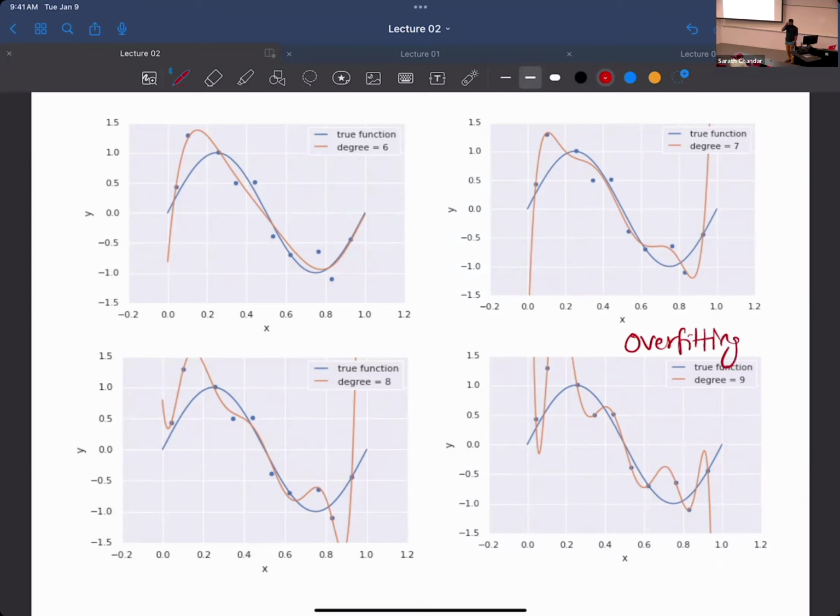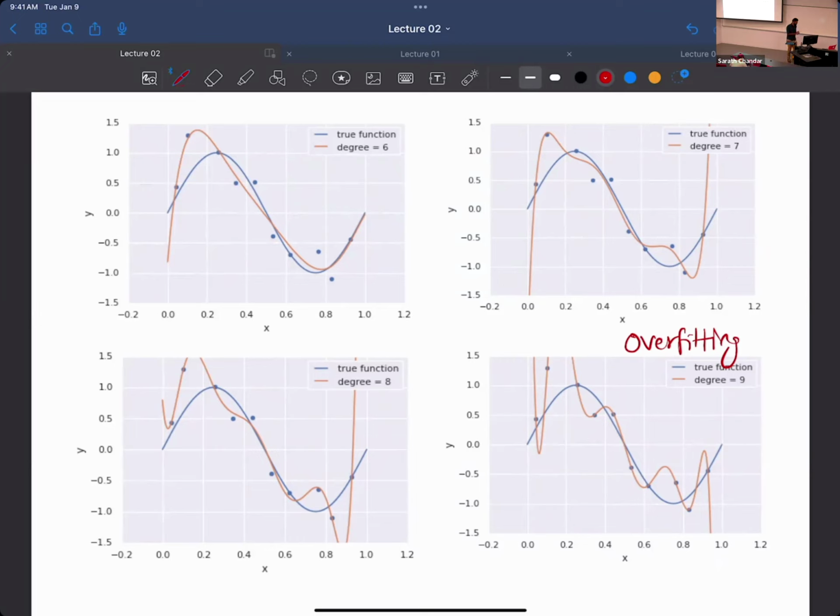Okay. So what is overfitting? Overfitting is when your model is so complex that it has almost zero training error, but the test error is going to be very high. So sometimes it's not a good idea to just fit the training error too much, okay?